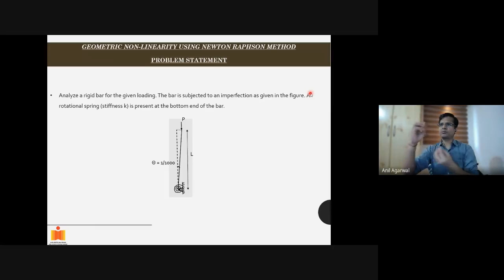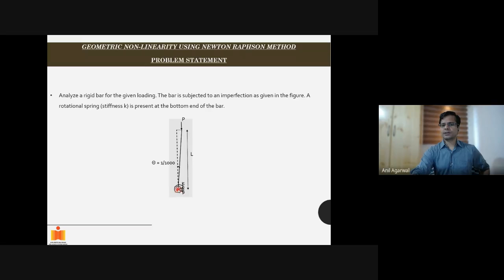Movement can be a rigid body movement. I have this pen, the pen is moving, but it is not deforming. For it to be deformed, I have to apply this kind of force and make it bend or make it stretch. That's deformation. So this is a rigid bar which can move but does not deform, which is held through a spring at the base. This is a spring, which is a rotational spring.